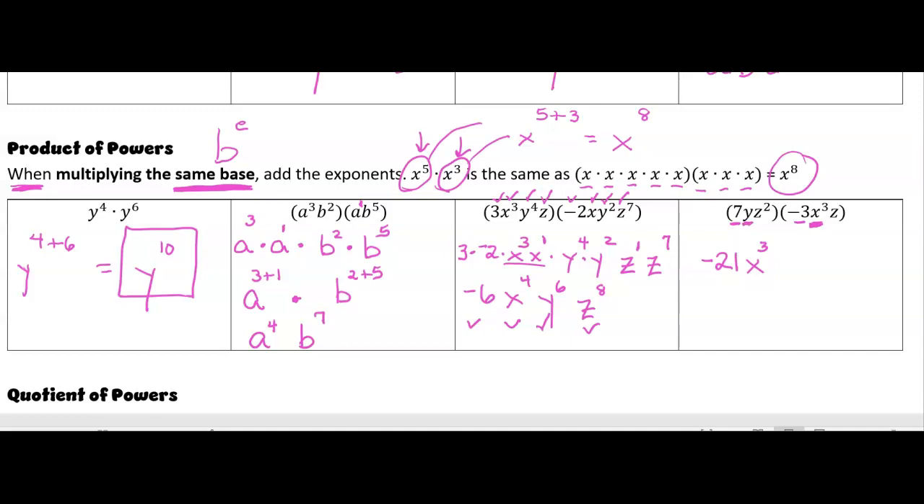Here I have a y to the first, but in the second one I don't have any y's, so that's just a y to the first. And here's a z to the second times a z to the first, and that would give me a z to the third power. And that's it. That's what we're going to do today.